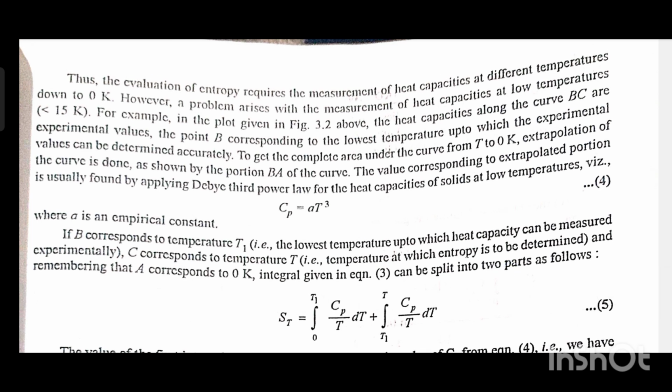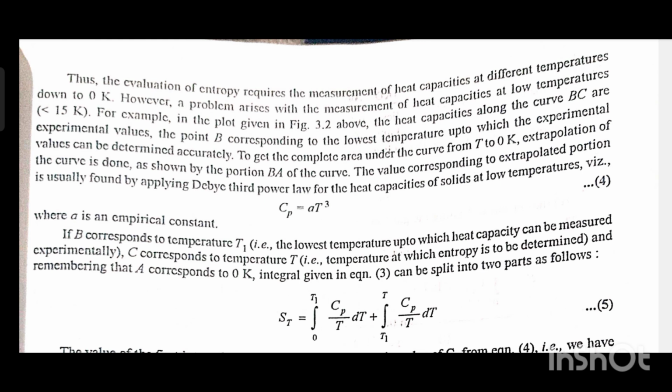However, a problem arises with the measurement of heat capacities at low temperatures less than 15 Kelvin. For example, in the plot given above, the heat capacities along the curve BC are experimental values, the point B corresponding to the lowest temperature up to which the experimental value can be determined accurately. To get the complete area under the curve from T to 0 Kelvin, extrapolation of the curve is done as shown by the portion BA of the curve.